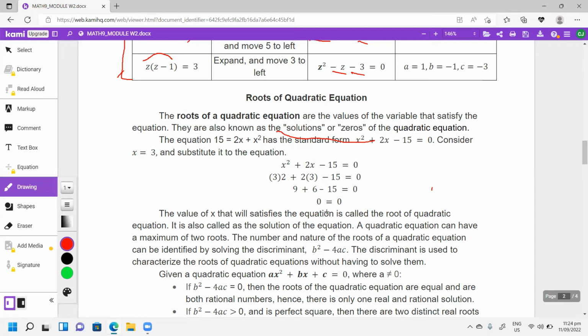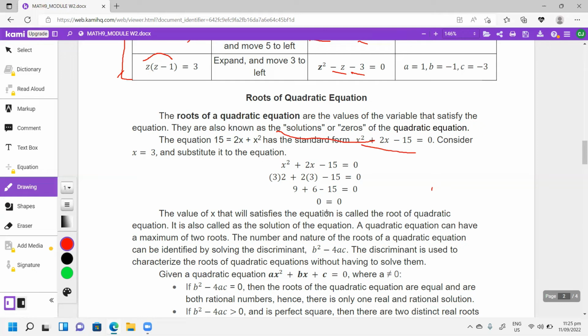As you can see here, we have the equation 15 is equal to 2x plus x squared. If we write this in standard form, it would become like this. Now let us consider when x is equal to 3. Let us copy first: x squared plus 2x minus 15 equals 0. If x is equal to 3, we will substitute x as 3.